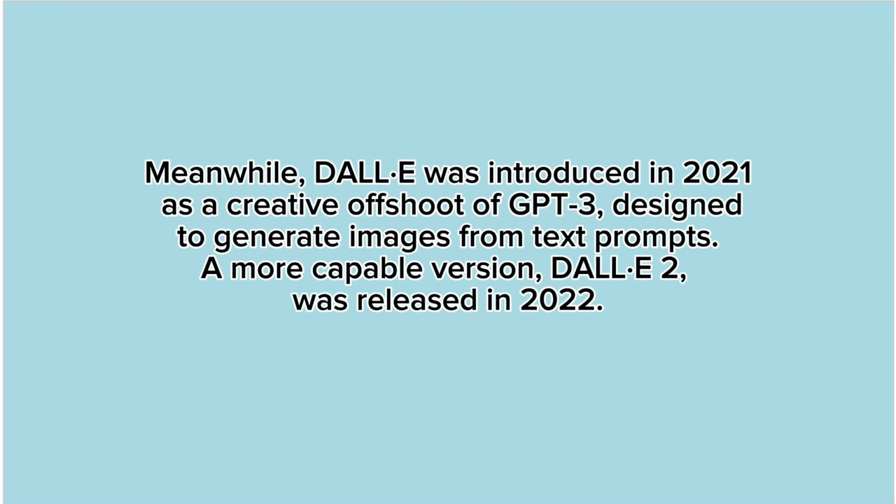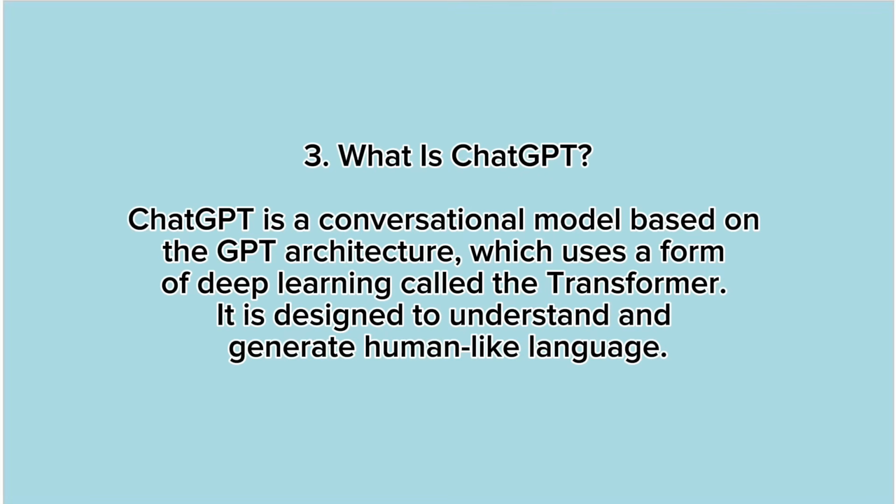Meanwhile, DALL-E was introduced in 2021 as a creative offshoot of GPT-3, designed to generate images from text prompts. A more capable version, DALL-E 2, was released in 2022. 3. What is Chat? Chat is a conversational model based on the GPT architecture, which uses a form of deep learning called the transformer. It is designed to understand and generate human-like language.